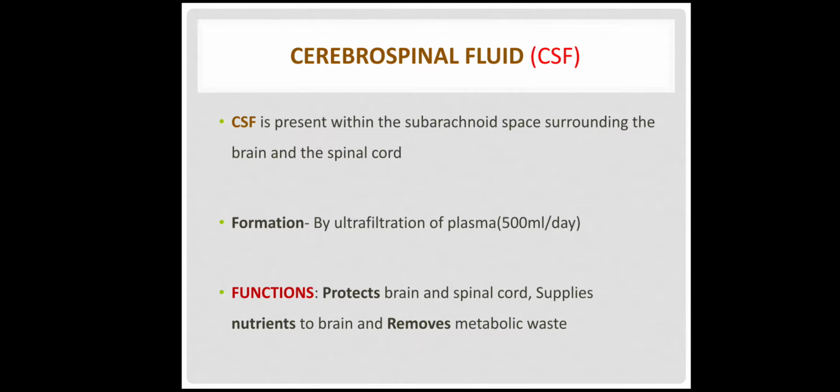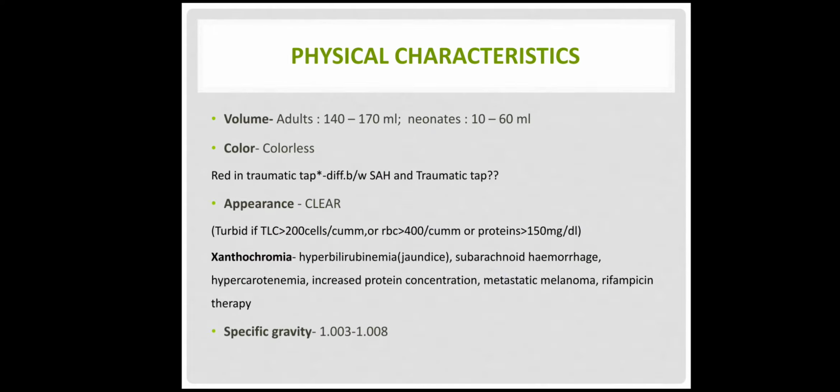So CSF is cerebrospinal fluid which is formed in the choroid plexus and it is present within the subarachnoid space surrounding the brain and spinal cord. It is formed by the ultrafiltration of plasma at a rate of 500 ml per day, and its function is to protect the brain and spinal cord and to supply nutrients to the brain and also to remove the metabolic waste. So regarding the physical characteristic of CSF, volume is 140 to 170 ml in adults, while in neonates it is 10 to 60 milliliter, and it is colorless.